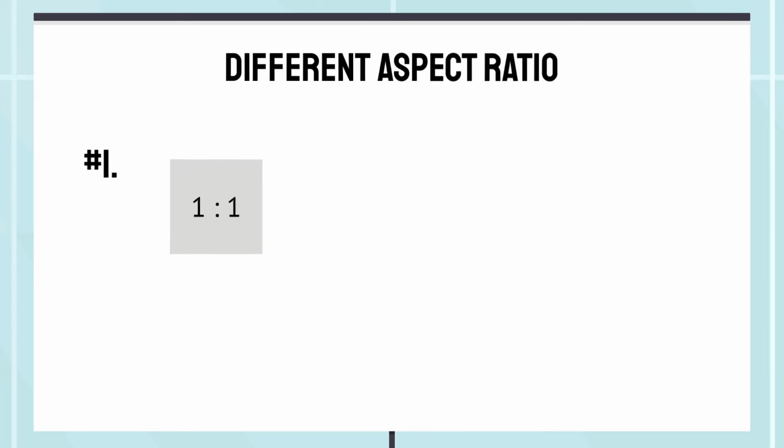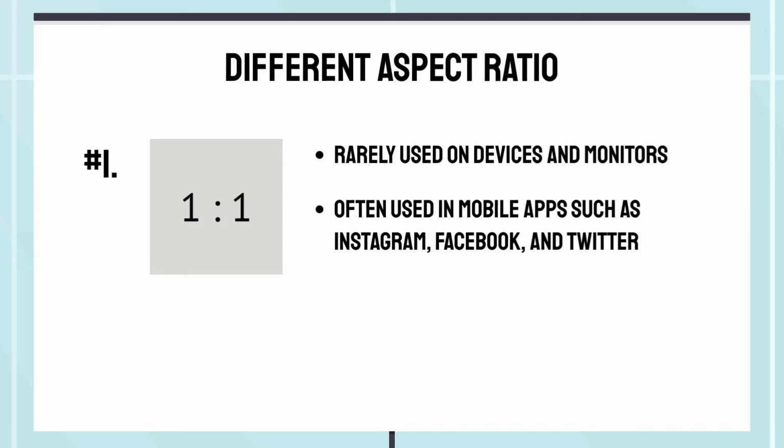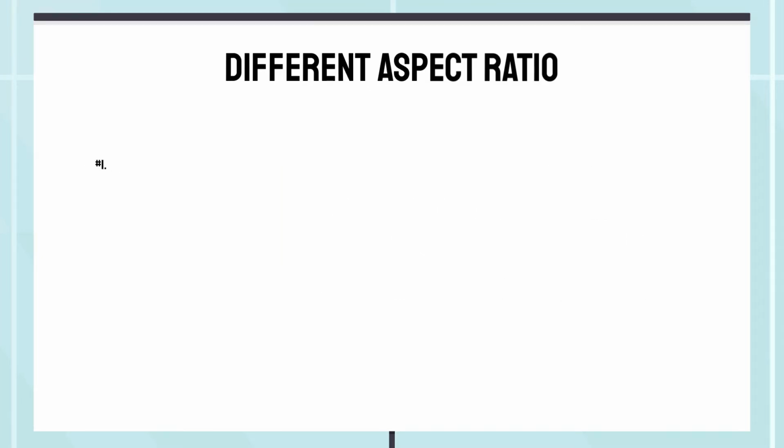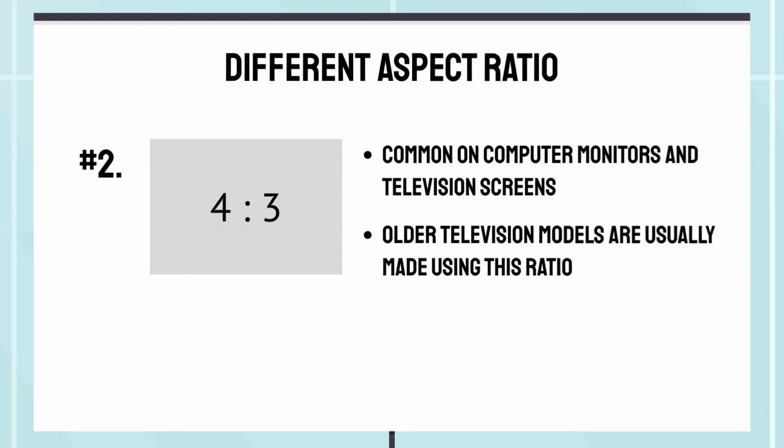First, 1:1, or square. This display is rarely used on devices and monitors. It is often used in mobile apps, such as Instagram, Facebook, and Twitter. It is also sometimes used in business video projectors. Second, 4:3. Common on computer monitors and television screens. Older television models are usually made using this ratio.